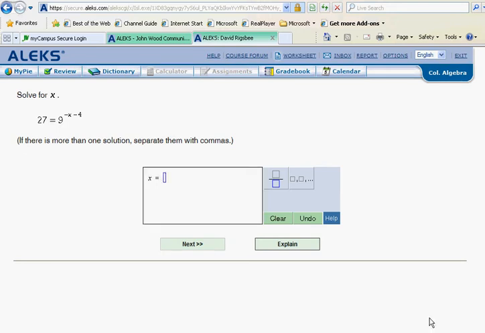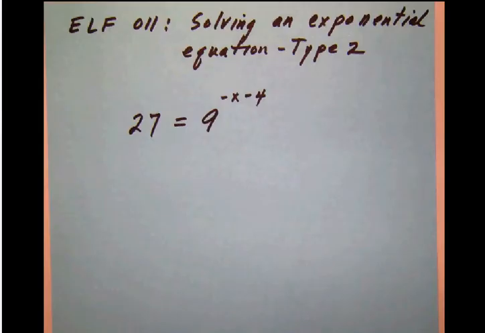In this segment of ALEKS College Algebra, we will be looking at solving an exponential equation, problem type 2. And notice here then we have 27 equals 9 raised to the negative x minus 4 power, but they want us to solve for x. And so let's look at this problem over here in our notes, and here we go.